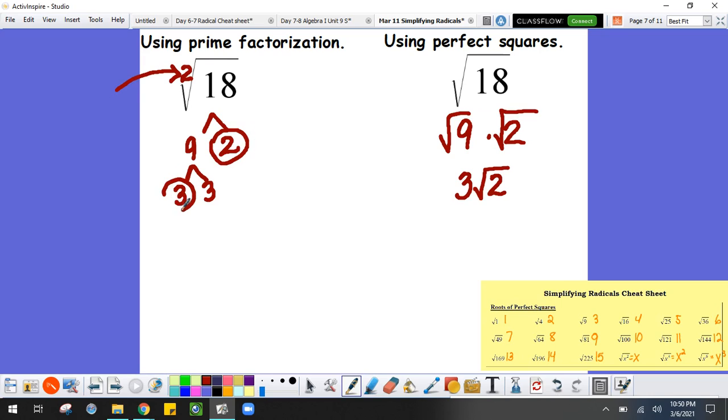3 and 3 are prime numbers. That means nothing else goes into them besides the number 1. So I stop right here. Those are the ends of my branches.